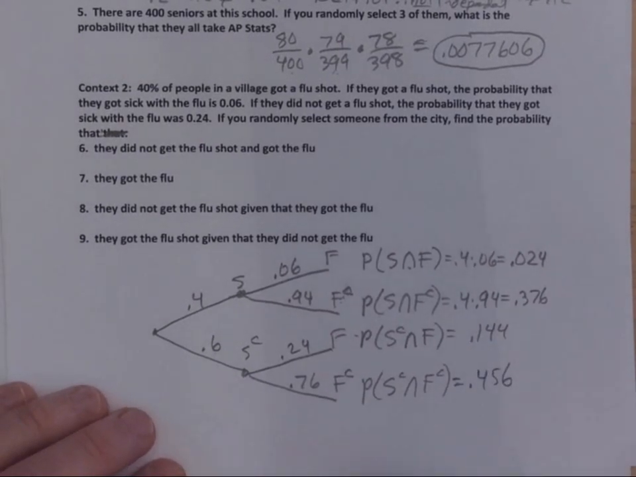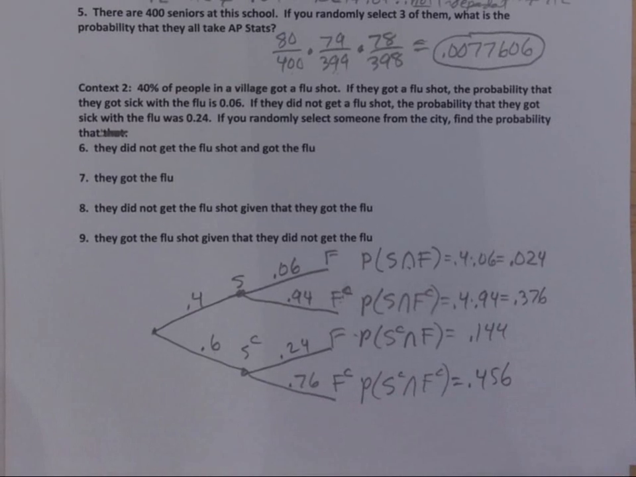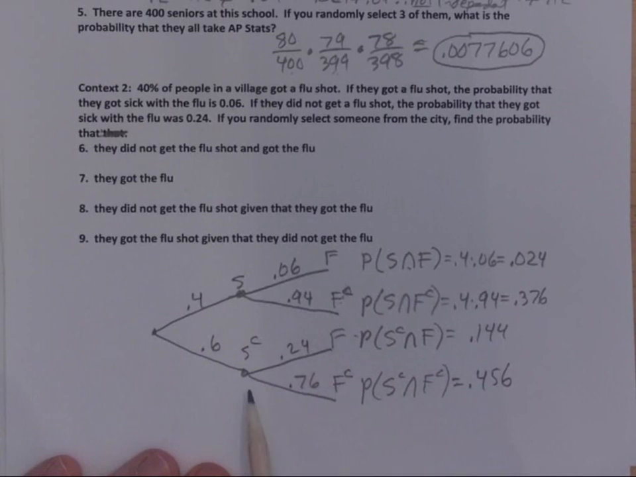Now, first of all, I think what you notice about this scenario is the fact that these variables are certainly not independent. And you wouldn't think they would be. I mean, the whole point of a flu shot is that it makes you less likely to get the flu. And so, if they get the flu shot, there's going to be a 94% chance they don't get the flu. But if they don't get the flu shot, there's a 76% chance they don't get the flu. So anyway, so let's answer the questions that we get.